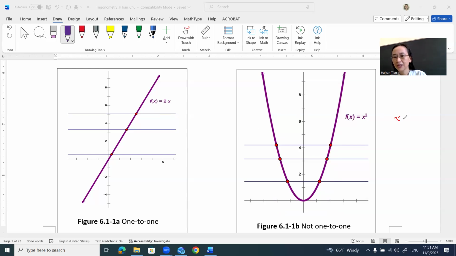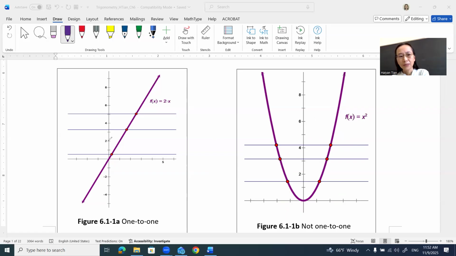Because a 1 to 1 function demands that for any x1, x2, whenever they are different, their function values should be different. But if you find one such case that x1 and x2 are different, but their function values will be the same, that violates the 1 to 1. So it's not 1 to 1.